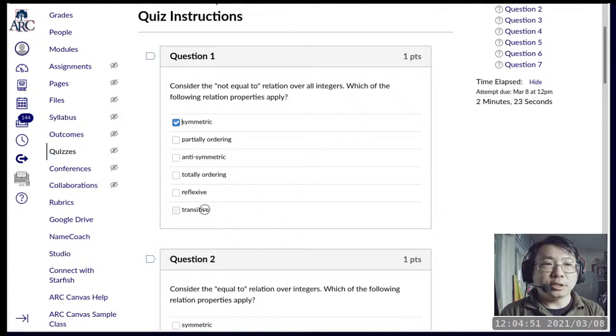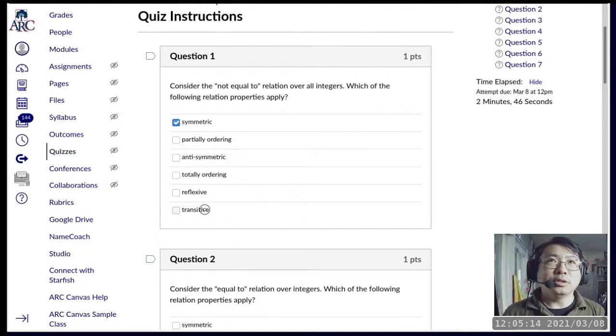So let's look at transitive. Okay, is not equal to transitive? The answer is it is not transitive, because with transitive you need 3 variables: ARB and BRC implies ARC. Which has nothing to do with the college. I'm just using A, B, and C as variables.